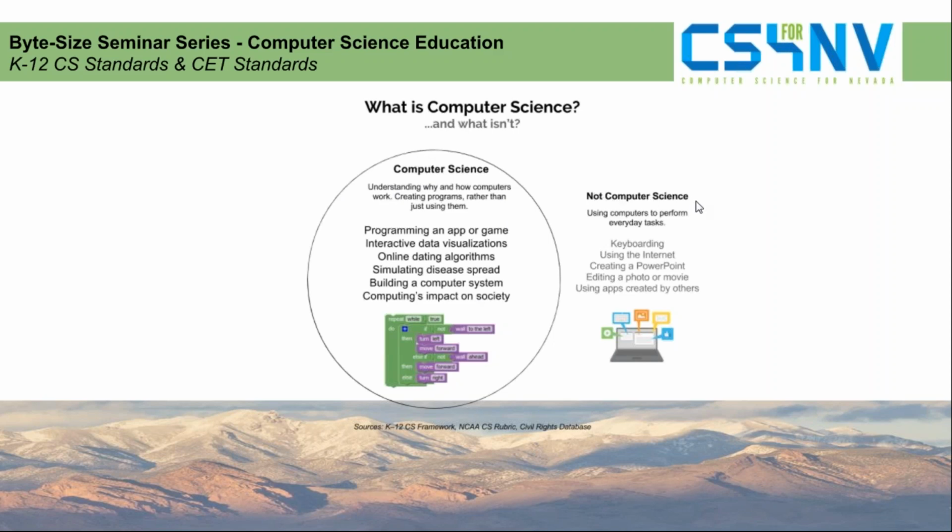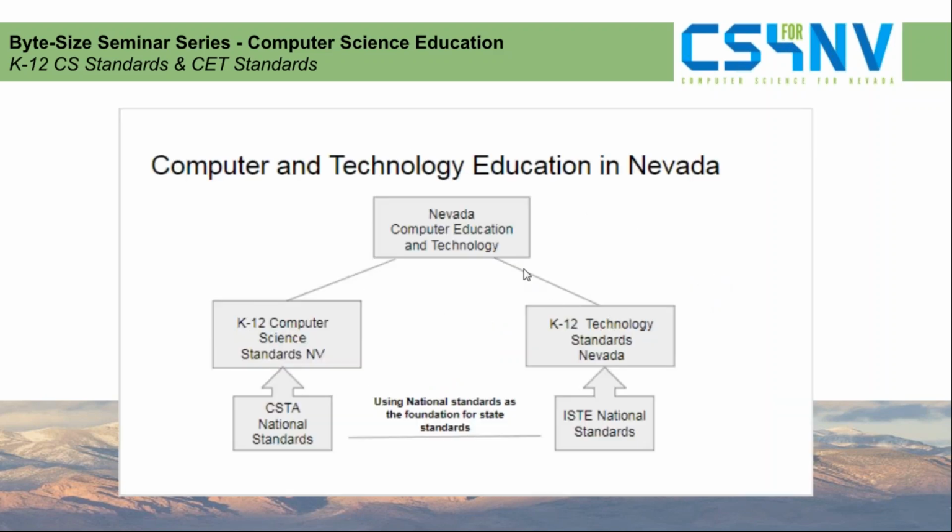What computer science is not is using computers to perform everyday tasks such as keyboarding, using the internet, creating a PowerPoint, editing photos and movies, or using apps that are created by someone else. So this is where our technology portion comes into play. And remember, we have these two tiers right here. These two go hand in hand. We're not getting rid of those tech standards. We need to know how to use apps that other folks have created. We need to know how to use the technology properly in our digital citizenship and so forth.